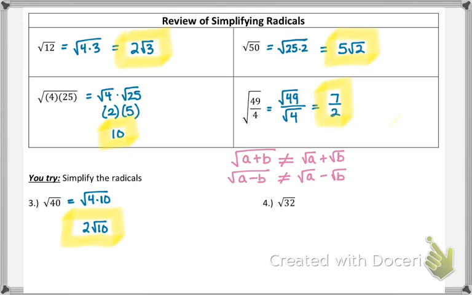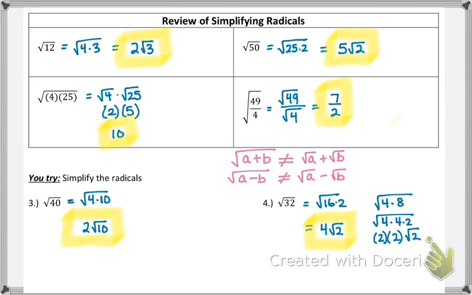32, I'm going to break up into 16 and 2. And that's going to give me 4 times the square root of 2. Right? And if you didn't break it up as 16 and 2, if you think of 4 and 8 first, that's fine. But then just keep breaking up the 8. 8 is 4 and 2. Right? So then the square root of 4 is 2. Square root of 4 is 2. Square root of 2, I can't simplify. So you still end up with the same answer.